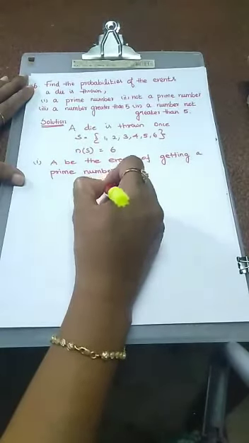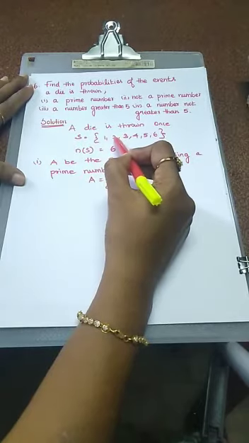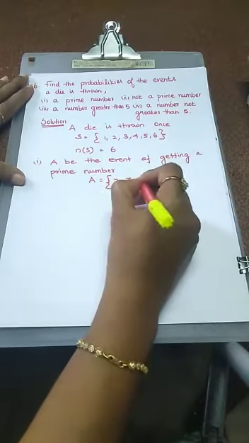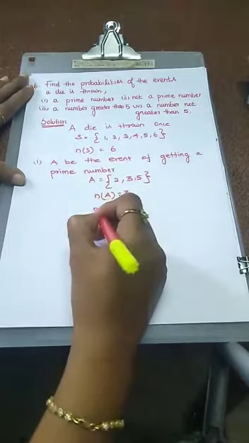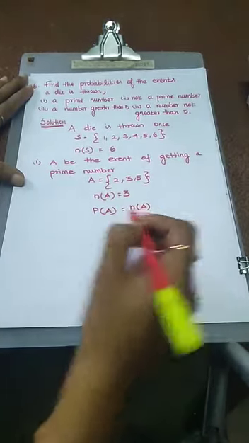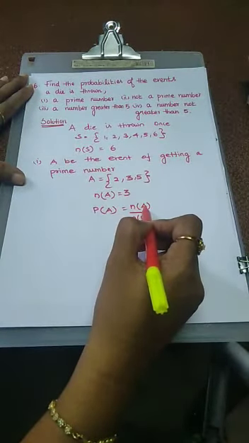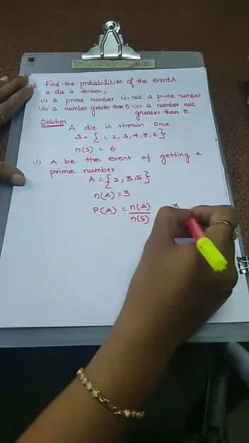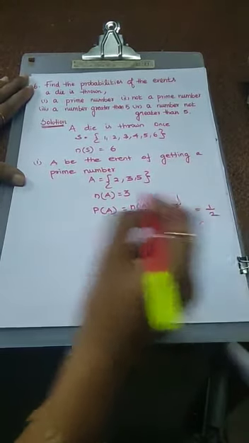Here how many prime numbers are mentioned? Actually one is neither prime nor a composite, but 2 is the only even prime number, 3 is a prime number, 5 is also a prime number. So 2, 3, 5. Number of elements in A is actually 3. What is the formula? P of A equal to n of A by n of S. What is the meaning of n of A? That is the number of favorable outcomes in A by total number of outcomes. So favorable outcomes is actually 3. Total number of outcomes 6. We just cancel these two values. So the answer is 1 by 2.